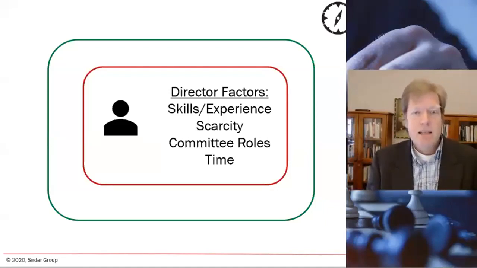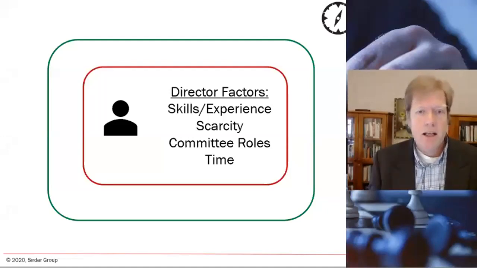Some of those characteristics are not necessarily technical, and possibly I was amiss in not putting up things like EQ, thinking skills and processing skills, because I think that's part of the director factors that are really essential, and especially for the team as well.